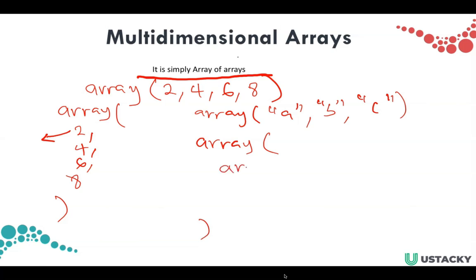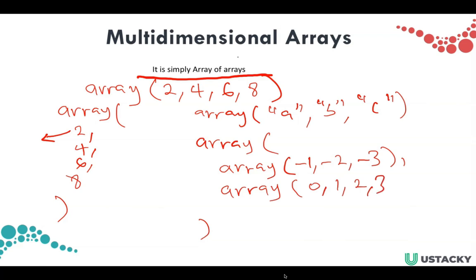So you can have this array -1, -2, -3. And after this, you have to put a comma. So the same thing applies here. You can also have an array. This can be 0, 1, 2, 3. So basically, multidimensional arrays are arrays of arrays. In subsequent tutorials, I always like to refer to this outer array as the parent array.